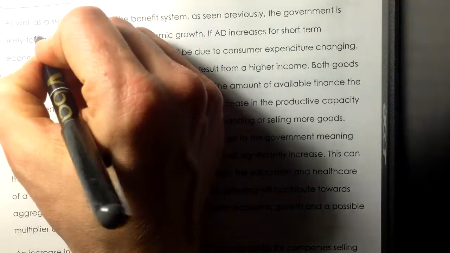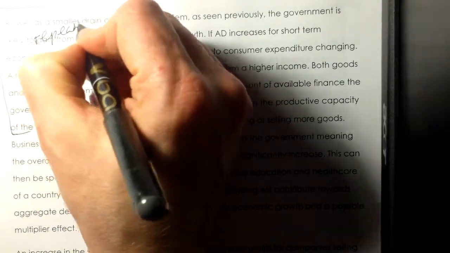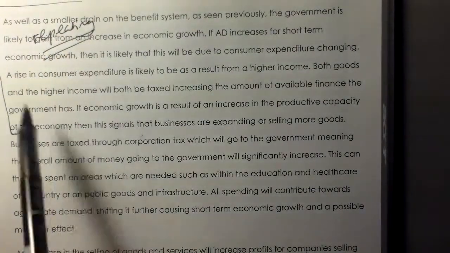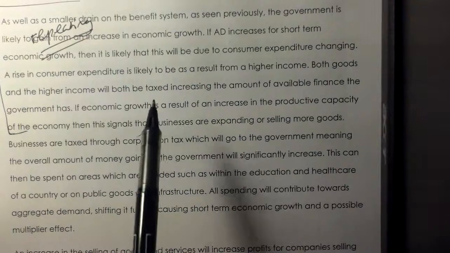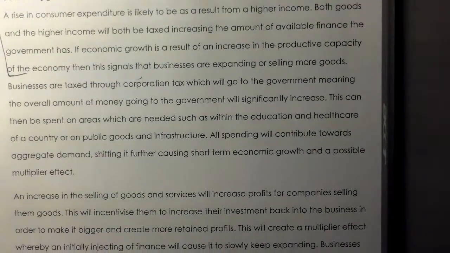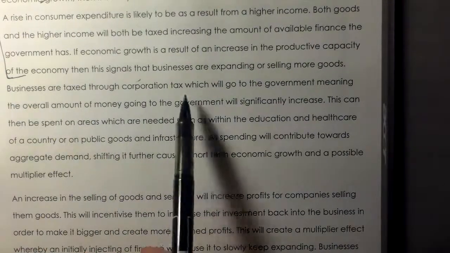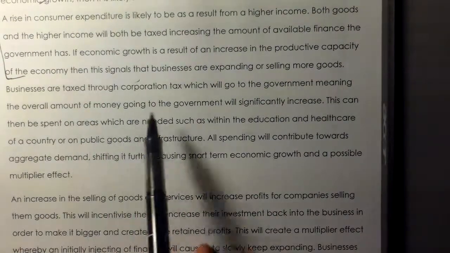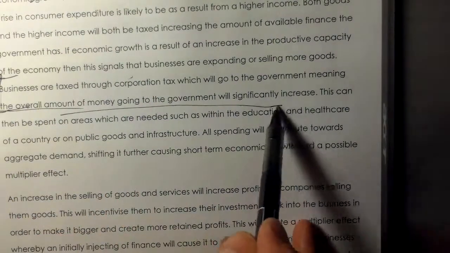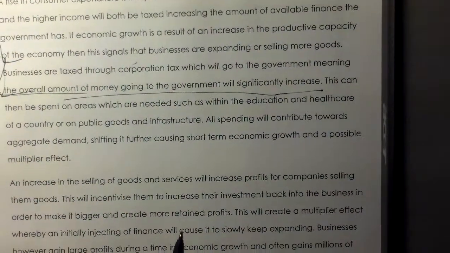This part here is repeating the analysis that's already been done in a slightly different way, but it's not going to add any additional marks because you've already been credited for the benefit of taxes for the government. It does say here businesses are taxed through corporation tax, which goes to the government, meaning the overall amount of finance the government has will significantly increase. Again, that's a similar analysis that you've already been credited for.